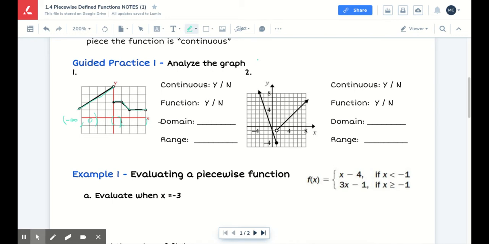So because it's not continuous forever on its entire domain, I would have to say that this one is not continuous.